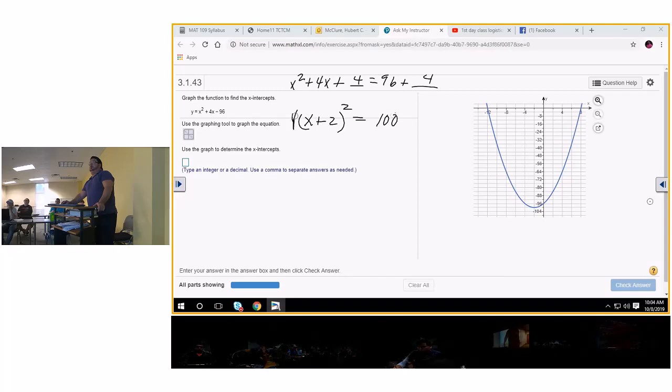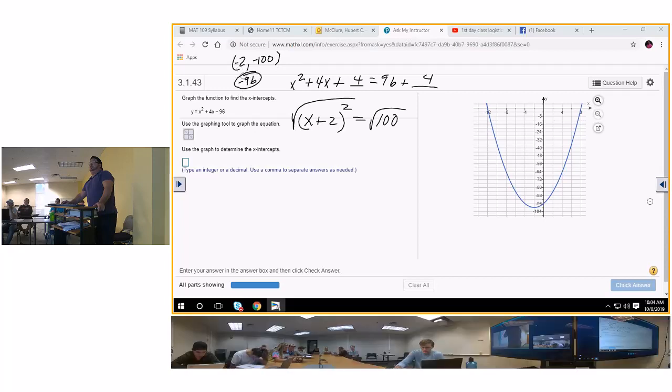Square root of both sides. What's our vertex? Negative 2 and what? Negative 100. That's our vertex. Our y-intercept is negative 96. And finish: x plus 2 is equal to positive or negative 10. X is equal to positive or negative 10 minus 2. What's 10 minus 2? And what's negative 10 minus 2?